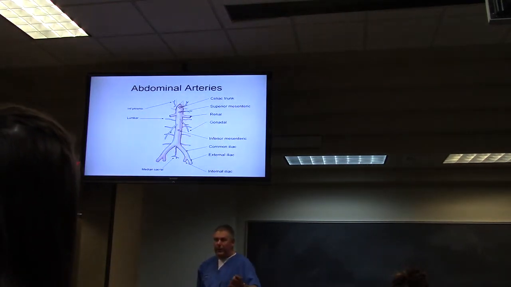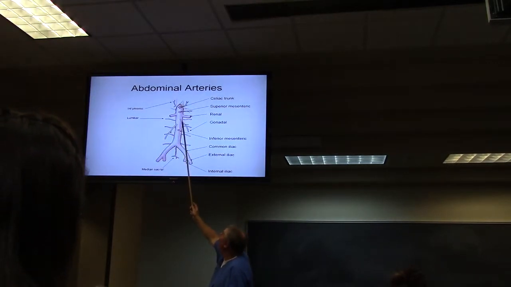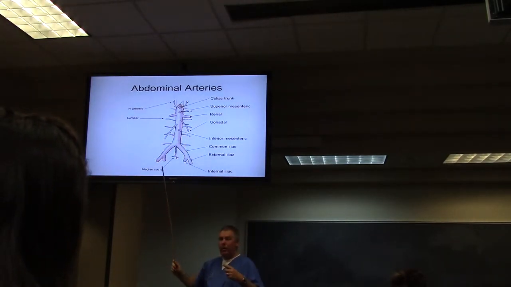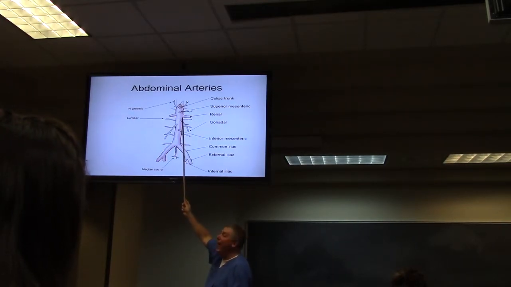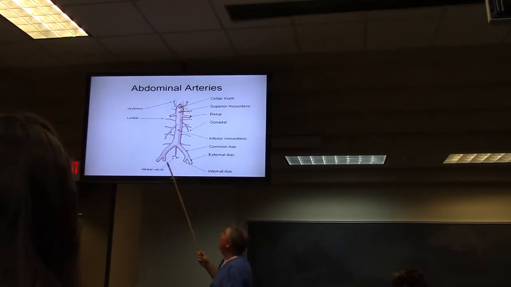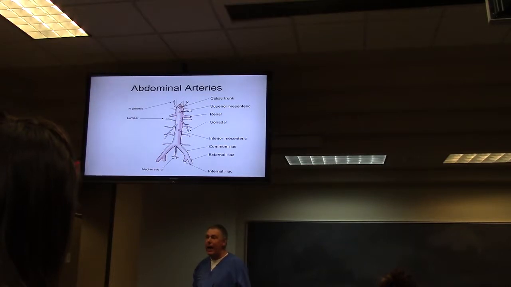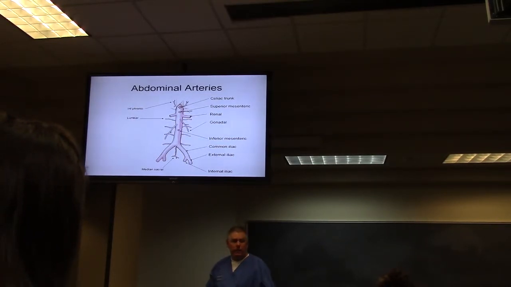You have the gonadal arteries, either ovarian or testicular, that come off of the aorta. Note that the left gonadal artery comes off higher than the right. The left one will be about half an inch from the left renal artery, and the right one is just a little bit lower. Then the aorta bifurcates into the right and left common iliacs, and we'll deal with the iliacs when we do the pelvis and perineum next week.